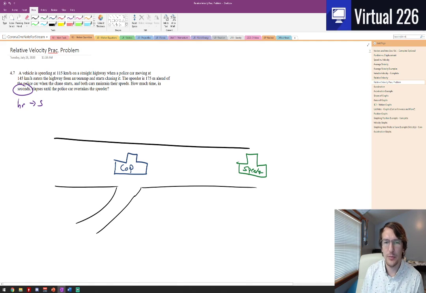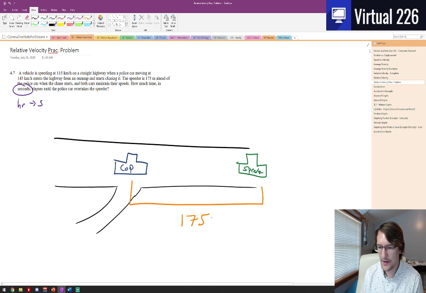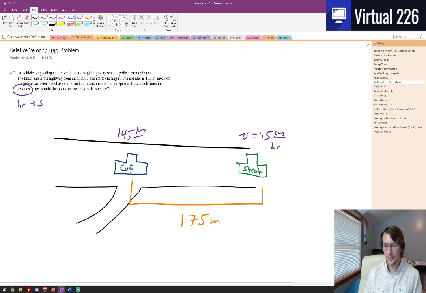We were given in the problem that there is 175 meters between them. That is the distance the cop has to close on the speeder. What we need to think about here is how much faster the cop is moving than the speeder. We know the speeder is moving at 115 kilometers per hour, and we know the cop is going at 145 kilometers per hour.